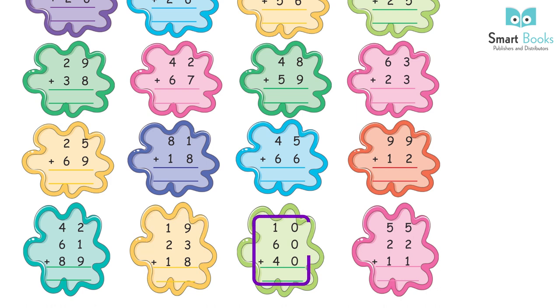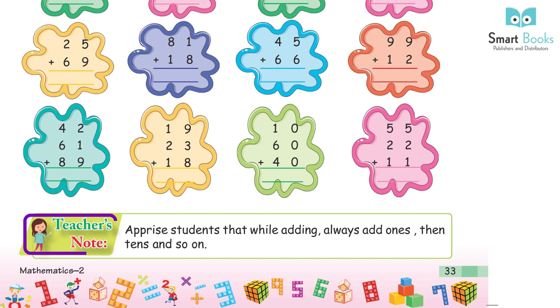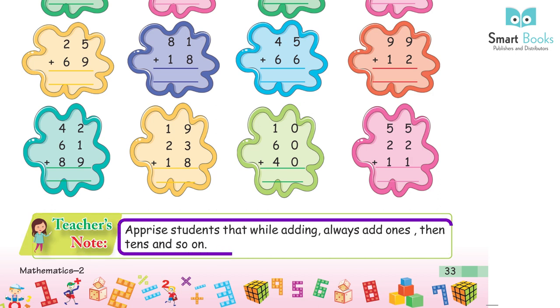10 plus 60 plus 40 is equal to 110. 55 plus 22 plus 11 is equal to 88. Teacher's note: apprise students that while adding, always add ones, then tens, and so on.